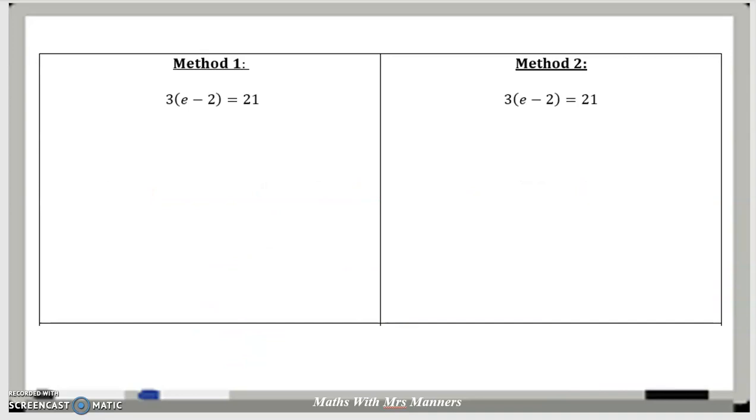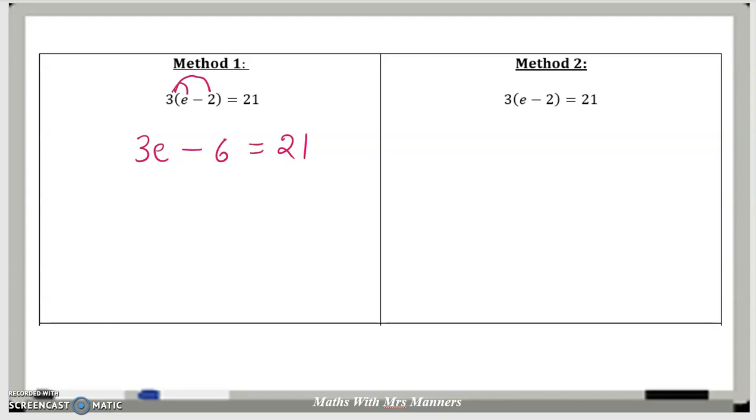I've written the equation twice because there are 2 different methods you can use to solve equations with brackets. And I need you to think about which method you like better and when it is best to use one method over the other. So like I said before, one method you could use is you could expand the brackets. So when I expand these brackets, we've done it many times now, we get 3e minus 6 equals 21.